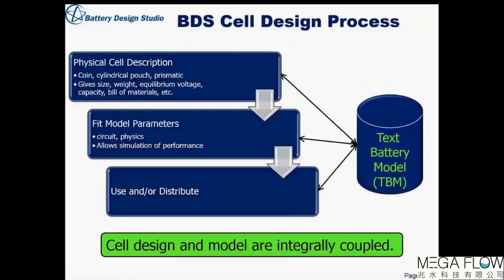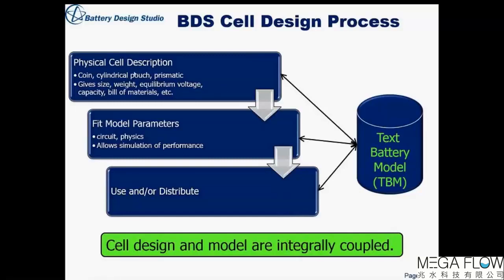So the cell design process for Battery Design Studio is this, and the first step is to specify the physical cell description. In that step, the dimensions of the electrodes, the separator, and the packaging are all specified. And all that physical cell information is stored in what we call a text battery model, or TBM file. And this TBM file is a text file. You can copy it and distribute it to other people.